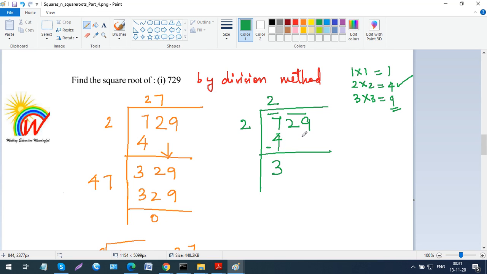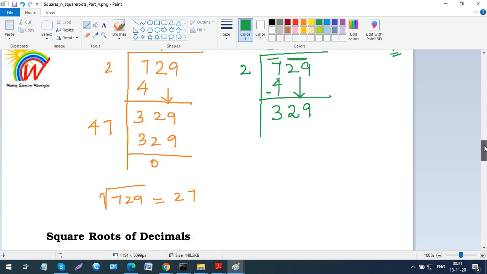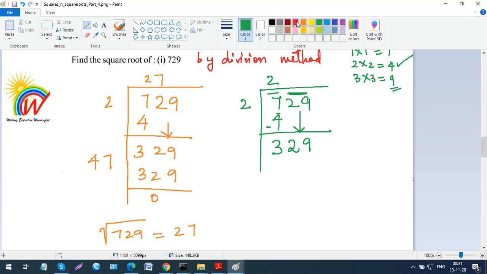Then when you are pulling down, you will not pull down just the 2, because you have put a bar over it. It's one group, so you should bring the whole group together. So 29 comes down as a whole. Now what you do is, you add this 2 and this 2. This 2 and this 2 get added up, and you get a 4 over here. So you put a 4 over here.